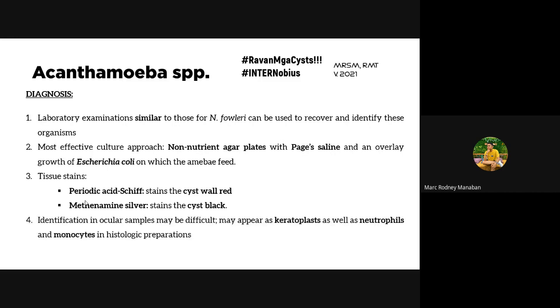But in ocular samples, usually identification may be difficult because it can mimic or look like your keratocytes or cells of the cornea, or even neutrophils and monocytes. So it needs experience, it needs training to identify. Okay, so if maglisod ang examiner sa pag-examine or pag-identify, then pwede siyang look into history of the patient and presentation of symptoms pa rin. Okay? All right.